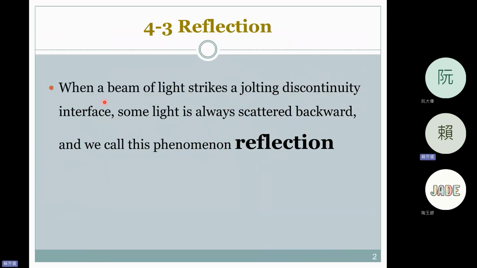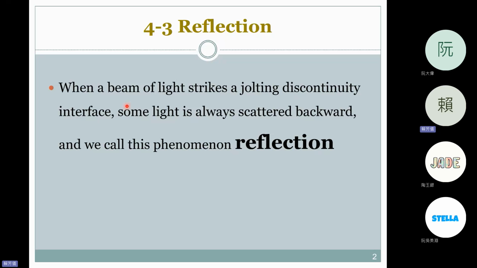In our previous learning, maybe we just knew that when the light hits some interface, but what kind of interface? Here we say it is a discontinuity interface. The discontinuity interface means that the material is different. For example, when light from the air is incident on the water surface, the air and the water interface is a discontinuity interface.